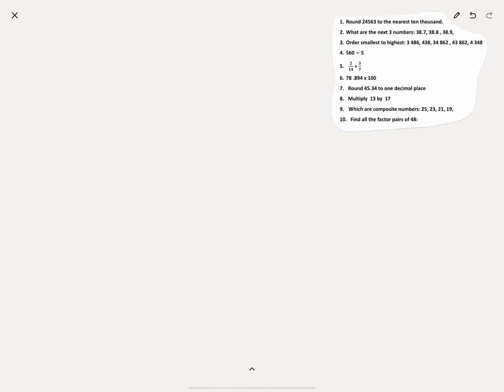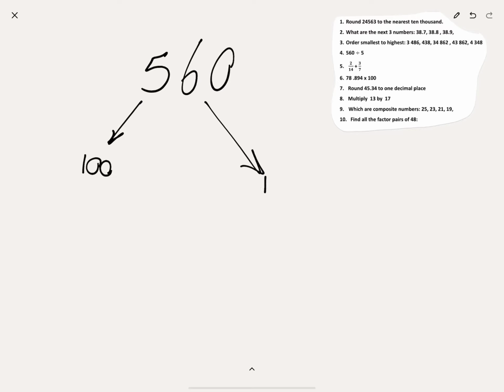560 divided by 5. Okay. So, two ways that you could do this. There's a couple of ways, actually. You could use the bus stop method, obviously. I'm trying to stay away from the formal methods where I can spot shorter methods. You could partition, so you could do 500, and then you could do 60. That would work very easily. 500 divided by 5 is 100. 60 divided by 5 is 12. So you've got your answer there already.